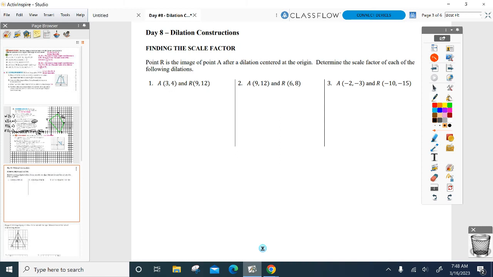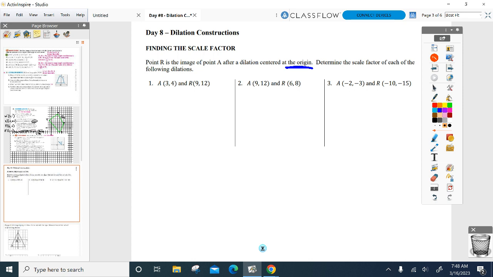You tell me the scale factor now. All right, that's what I want to do first today. I'll give you a point, and it's dilated point. R is the dilated point, A is the pre-image, and look where it's centered around. This is huge for us, huge. It's centered at the origin, which means I can multiply if I wanted to.